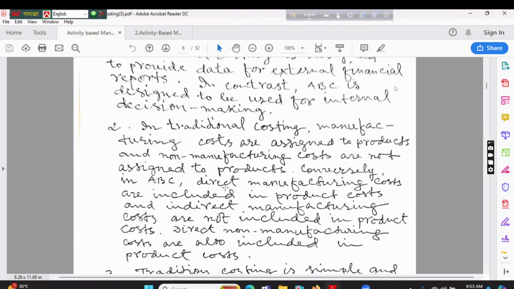Conversely, in ABC, direct manufacturing costs are included in product cost, and indirect manufacturing costs are not included in product cost. But direct non-manufacturing cost, that means direct selling and administrative cost, are also included in product cost.